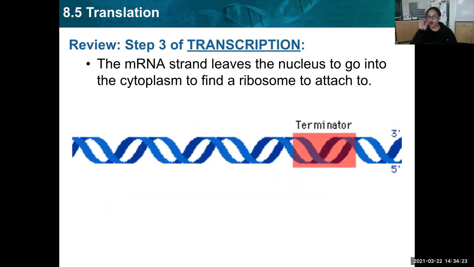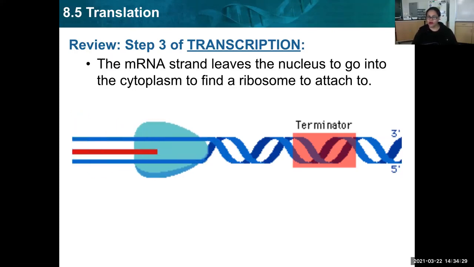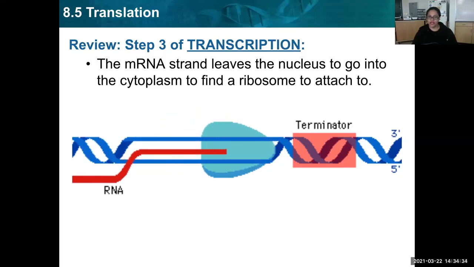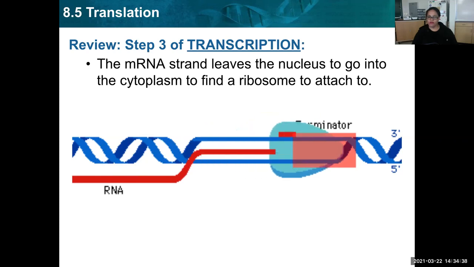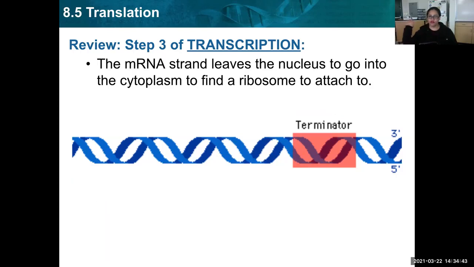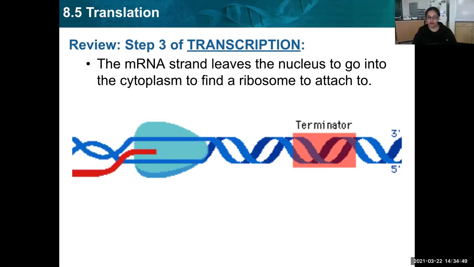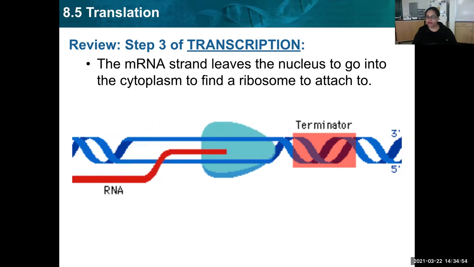All right, so now that we know the different pieces, we're going to go back and just review the last step of transcription really quickly. The mRNA strand, which is the red one, in the end, leaves the nucleus to go find a ribosome. So that's the end of transcription. The mRNA strand just goes away. And its ultimate destination is outside into the cytoplasm to find a ribosome to complete this three-step process.